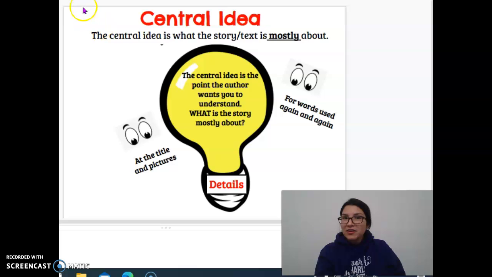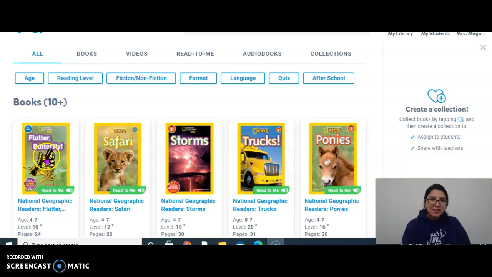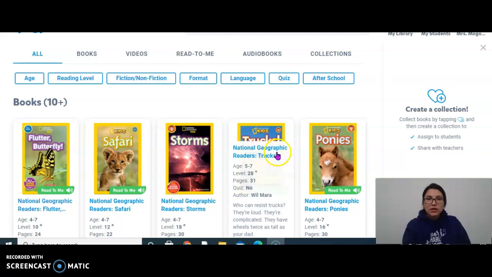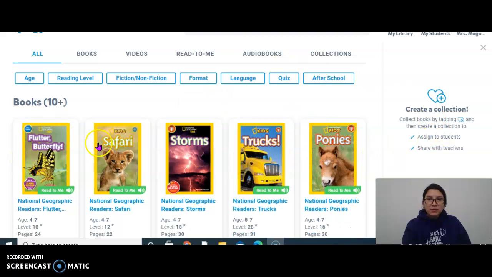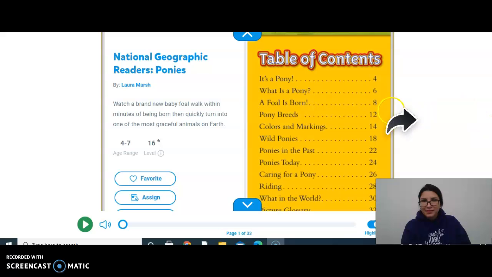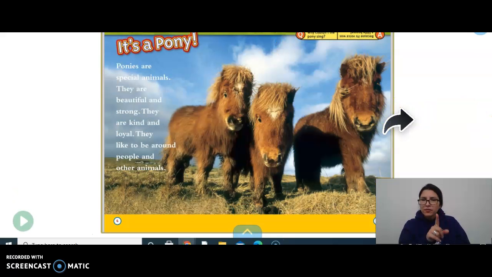Let's go ahead and take a moment and look at some examples of informational text. So here are some examples of informational text: Flutter Butterfly, Safari, Storms, Trucks, Ponies. So all of these books were written to give you information about each topic. Okay, so let's go ahead and pick one and see if we can pay attention to the title, pictures, and look for words that are used over and over again to help us figure out the central idea. So, Ponies. Okay, so right now we're just going to look through the pictures.